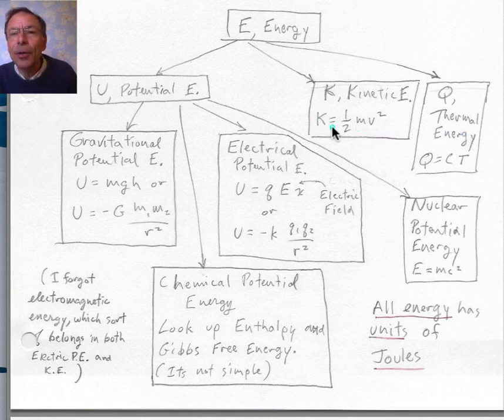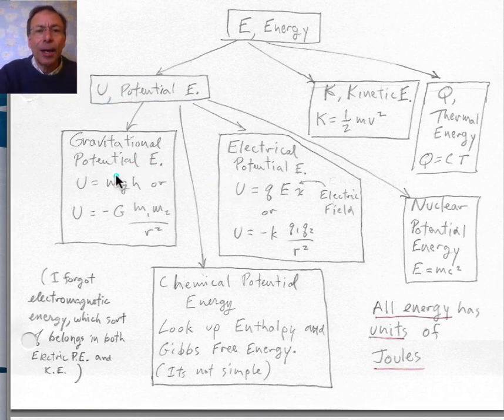Now notice that I put a formula here. This happens to be the formula for calculating kinetic energy. This happens to be the formula for calculating thermal energy. All right. Now potential energy subdivides into a lot of different forms. We have gravitational potential energy, and then the formulas that go with that. We have chemical potential energy.